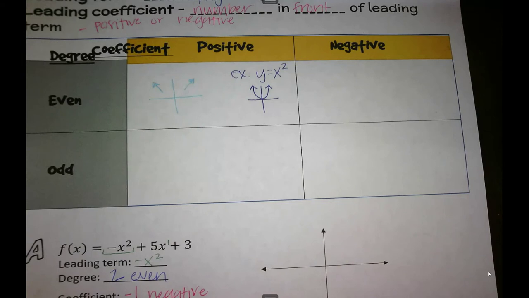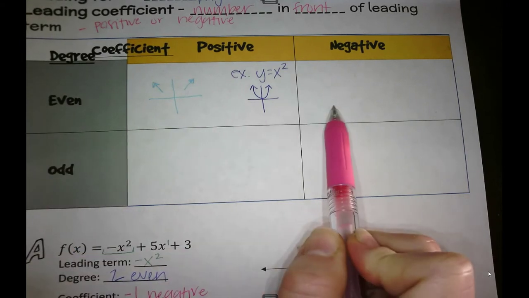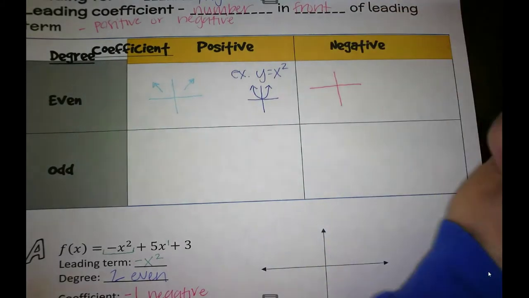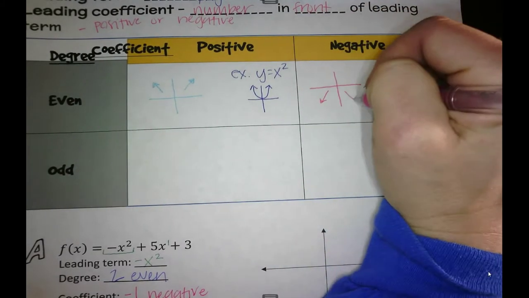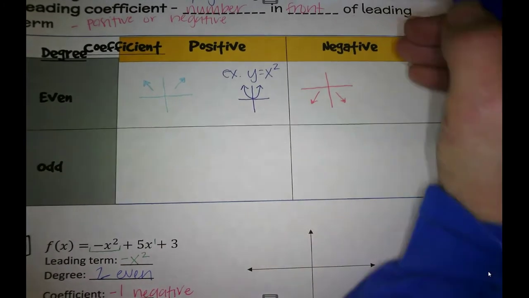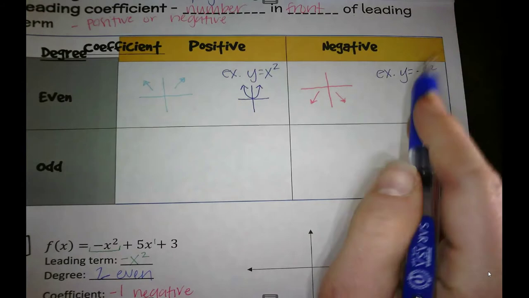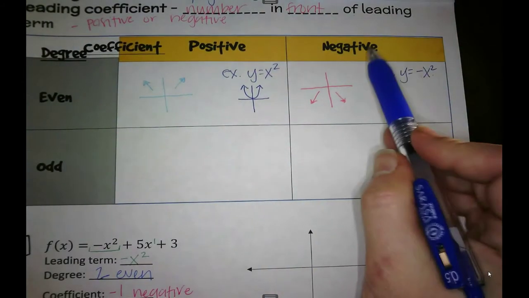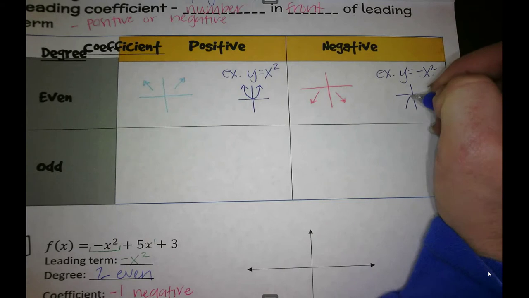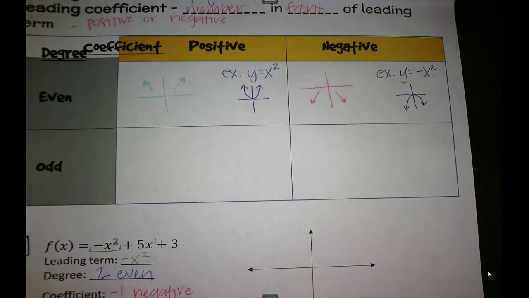Okay? If it's even, but the number in front is negative, then our end behavior, both ends are going to be pointed downward. An example of that then would be y equals negative x squared. Again, even, but now this is negative. Remember, that graph looks like that, and both our ends are pointing down.